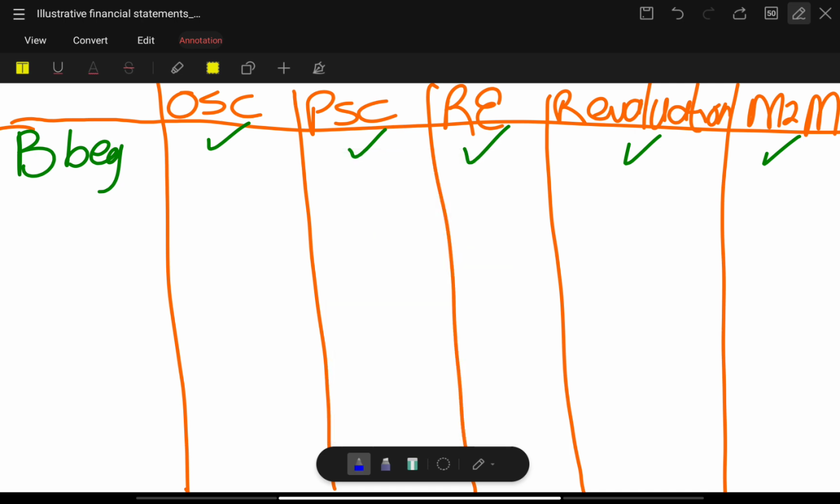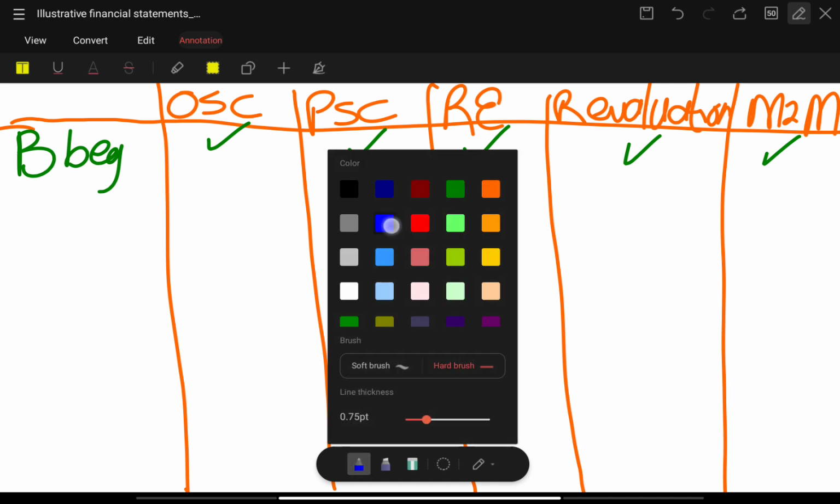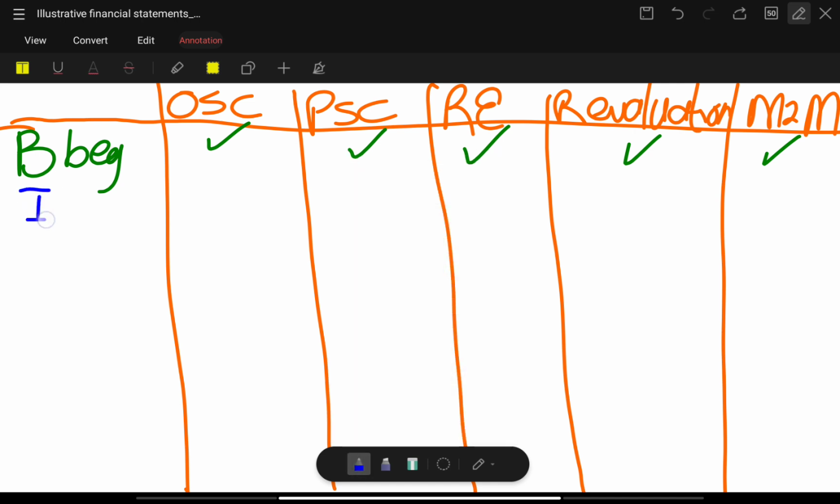Then the second thing that you should have is actually issue of shares. Issue of shares: we can either issue ordinary shares or we can issue preference shares.